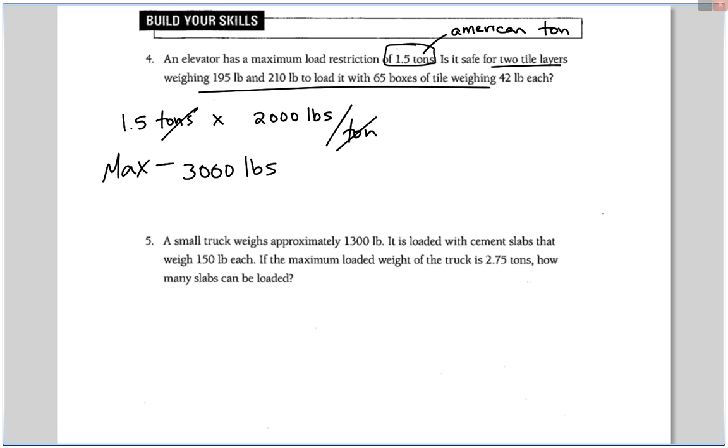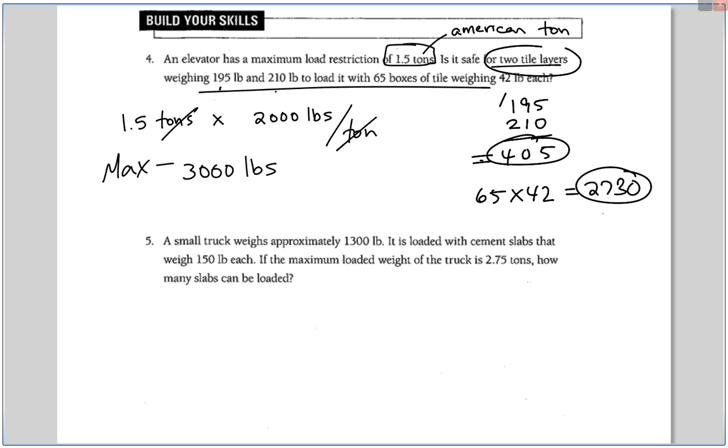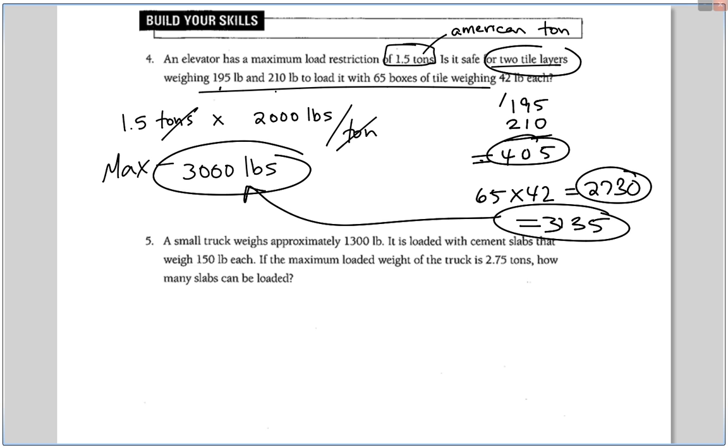Is it safe for 2 layers weighing 195 and 210? So let's add those up, 195 and 210, to load it with 65 boxes that each weigh 42, so 65 times 42, 2730. Add the 405 to the 2730. It's 3135. 3135 is too large. Okay, so you're gonna have to reduce the number of boxes that you take on the elevator.